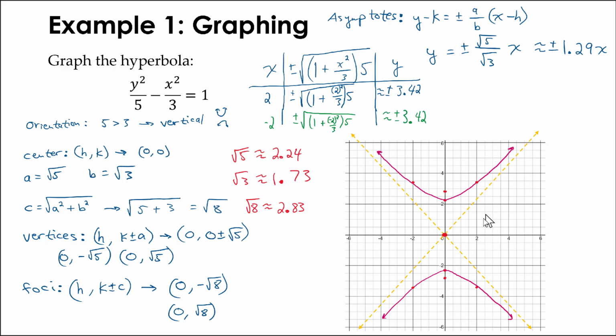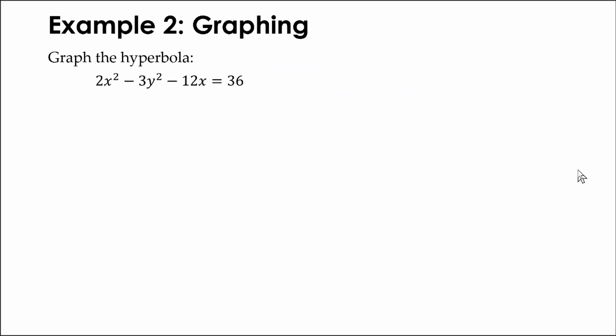All right, and again, these orange dotted lines are our asymptotes, okay? So this is roughly y equals plus 1.3x and minus 1.3x, okay? That's what those dotted lines are. All right, let's take a look at another graphing example.